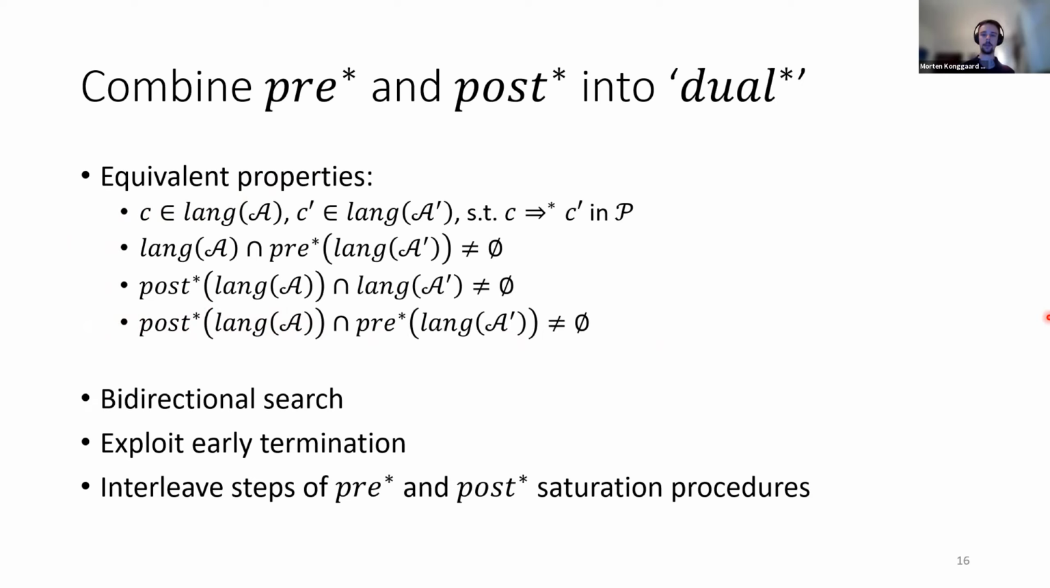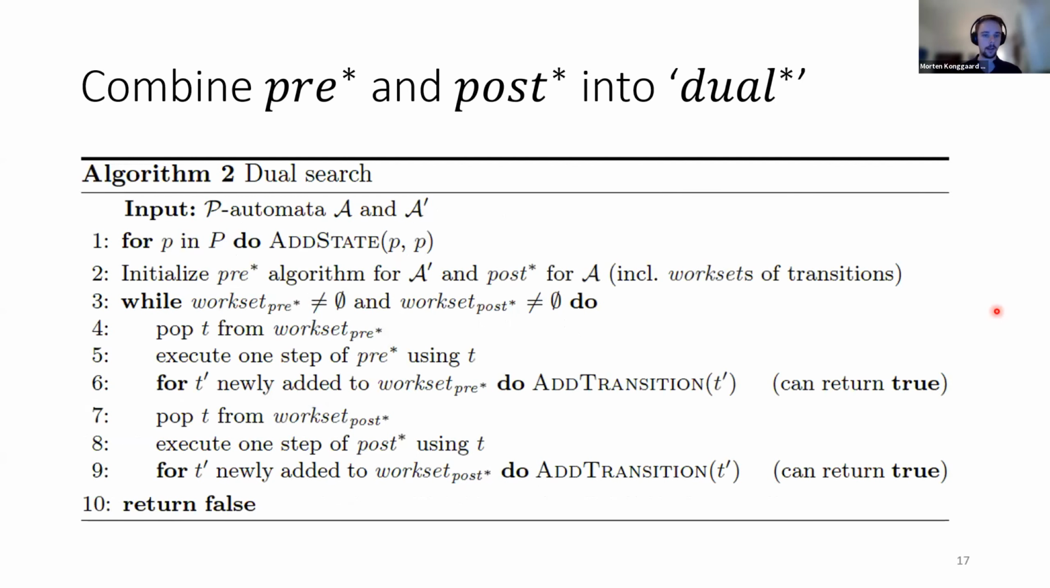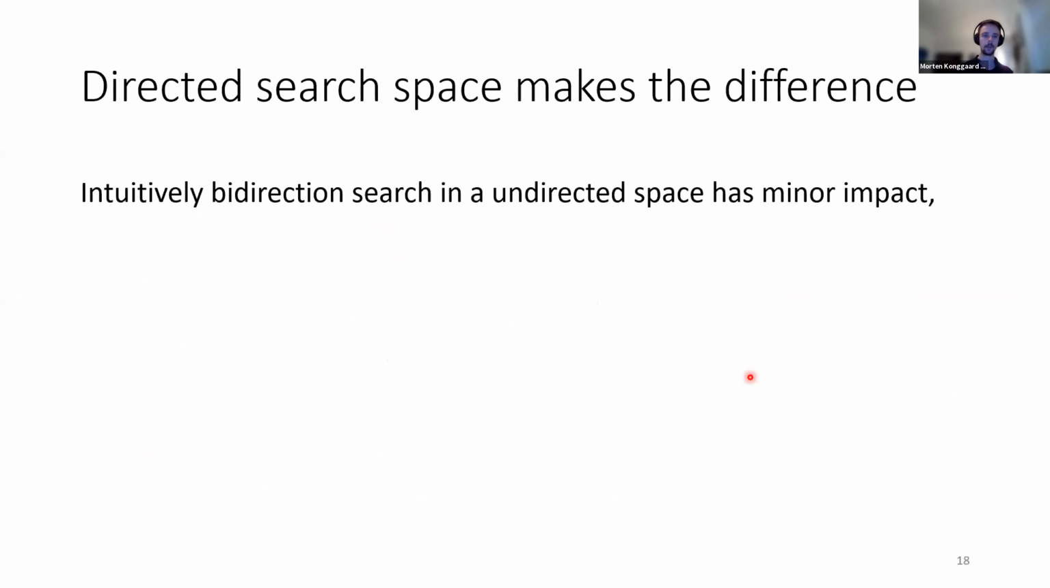So the algorithm for this is really simple. We just sequentially interleave the steps of pre-star and post-star. I included this algorithm because there's not really much to it. We initialize both pre-star and post-star, and each of these algorithms internally uses some work set of transitions that we have left to process. Then we do a step of pre-star, and we do a step of post-star, and so on. And in each of these steps, we add transitions to the product and check if there is a non-empty intersection. I'll show in a bit the experiments where this actually makes a huge difference.